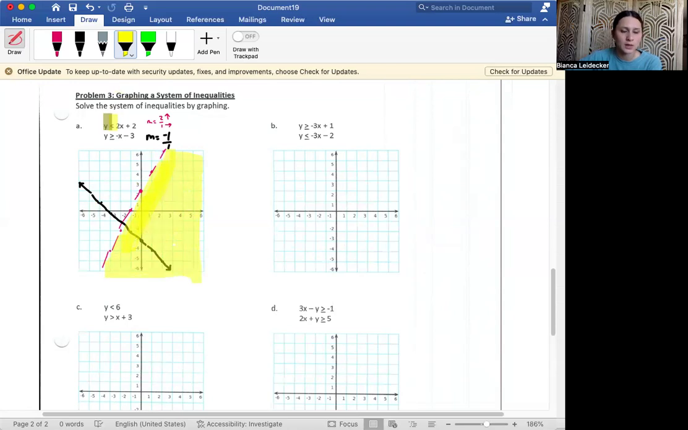And then the second one is greater than or equal to, meaning it's going to be above. So for this one, it's going to be above or to the right. So it's above here.